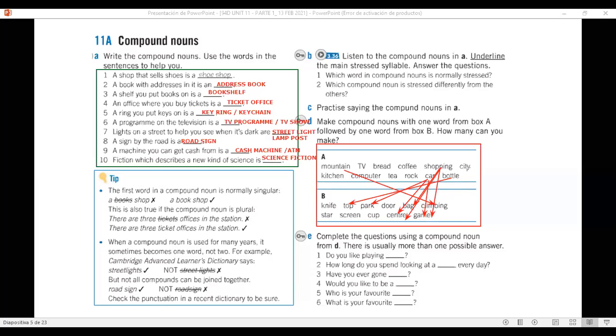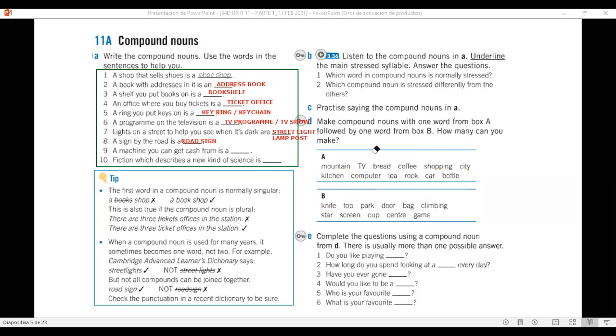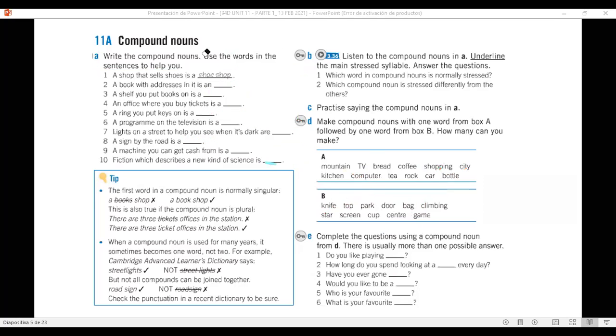Yes, we know we have the city center, right? El centro de la ciudad, a city center. We can also talk about a city star. ¿Sí? Una persona que es famosa en nuestra ciudad, ¿no es cierto? A city star. So we have different ways, or a lot of possibilities to make a new compound noun. So this is more or less what I wanted you to practice about compound nouns.